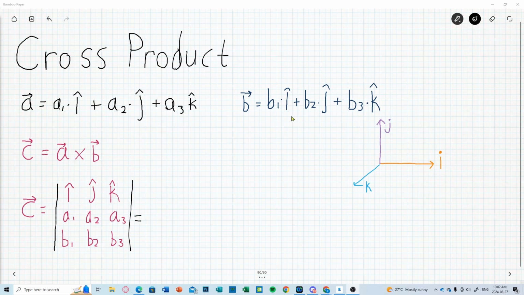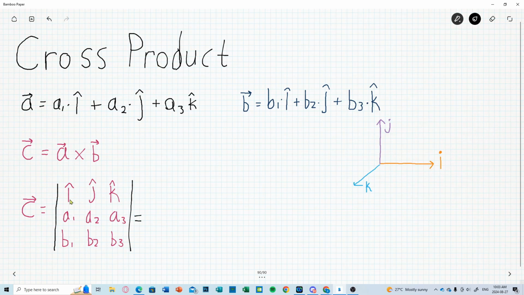So for the next step, we're going to set it up like this. We're going to have the i, j, k as the x, y, and z, and then we're going to write down every part of the vector. So we have a1, a2, a3, b1, b2, and b3. Now, all you have to do is basically treat it as a determinant.